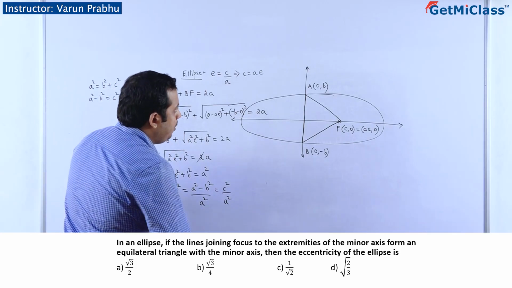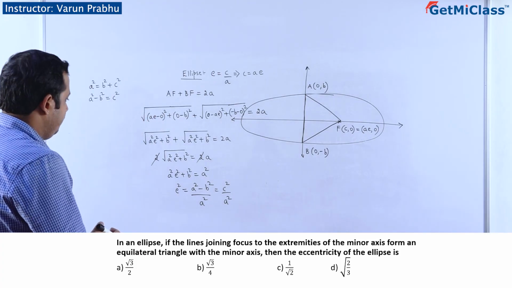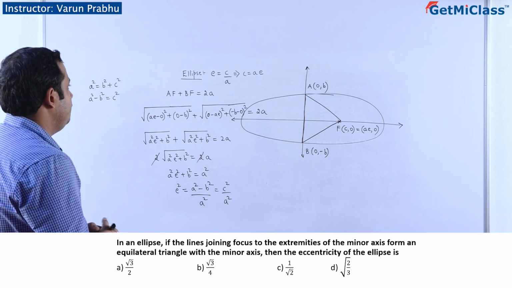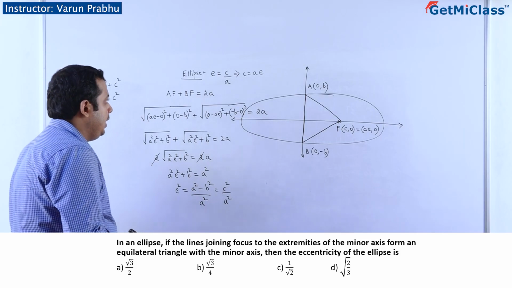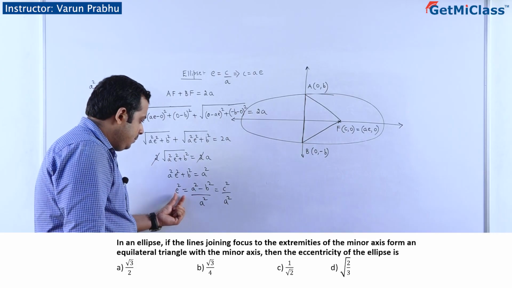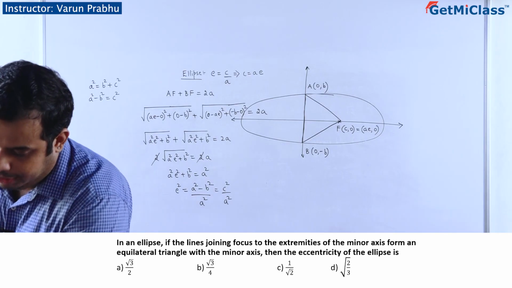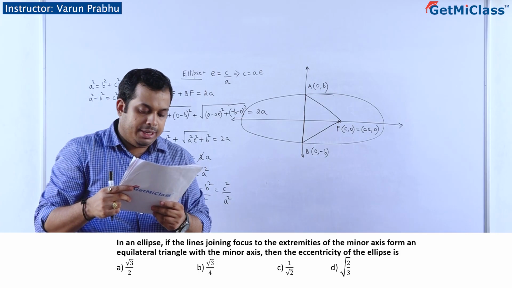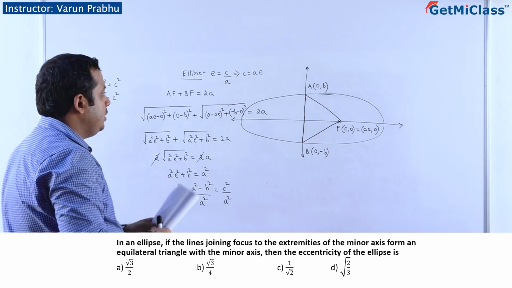So now what is told in the problem? What is the eccentricity of the ellipse is the question asked. Eccentricity is nothing but C by A. Any further data given in the problem: it is told that in an ellipse the line joining the foci to the extremities of the minor axis forms an equilateral triangle. Then what is the eccentricity of the ellipse is the question asked.